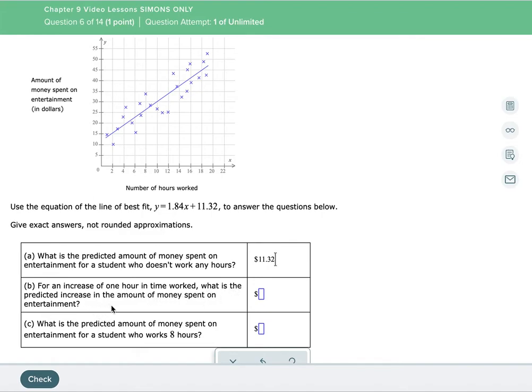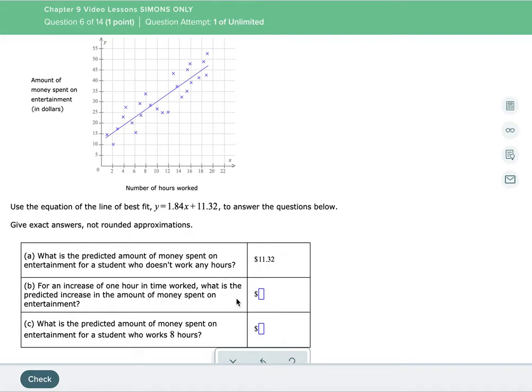And then letter B, it says, for an increase of 1 hour in time work, what is the predicted increase in the amount of money spent on entertainment? So hard concept for a lot of people to understand, but that is always your unit rate. And unit rate in these types of problems is the exact same thing as your slope. Your slope says that if you put 1 in, it's going to be 1 times this 1.84. If you put 2 in, it's 2 times this. So you're always multiplying by a factor of 1.84 for every extra number of hours worked, right? If you work 5 hours, it's 5 times this number. If you work 10 hours, it's 10 times this number.